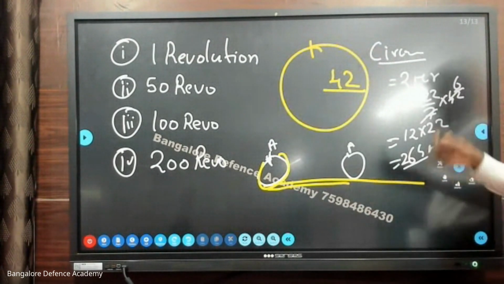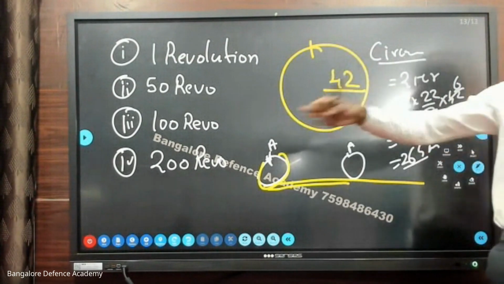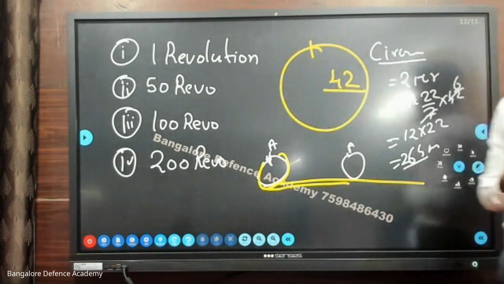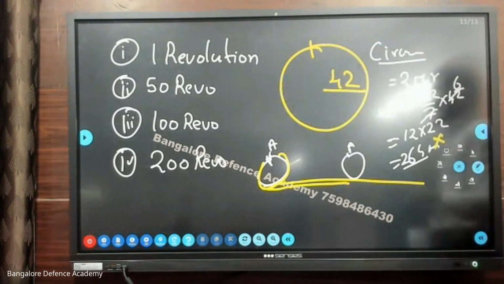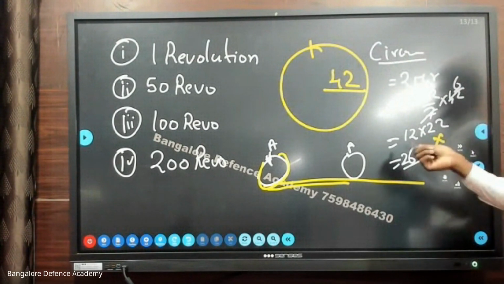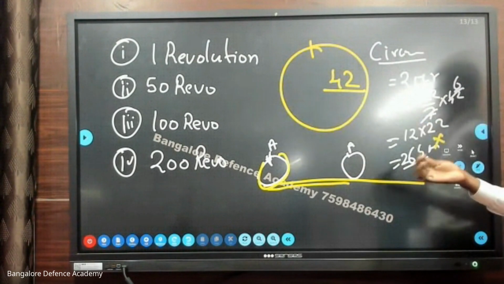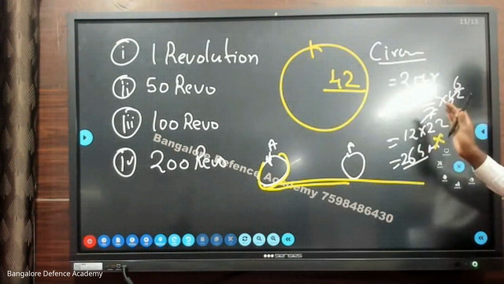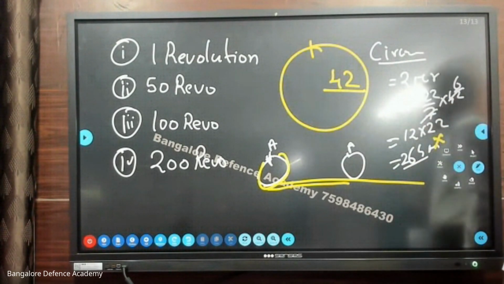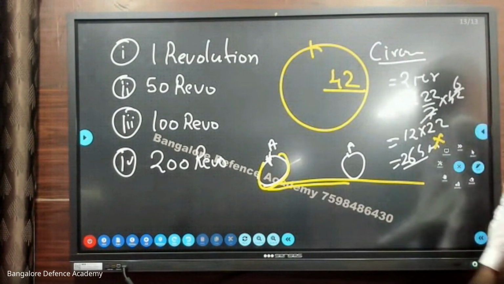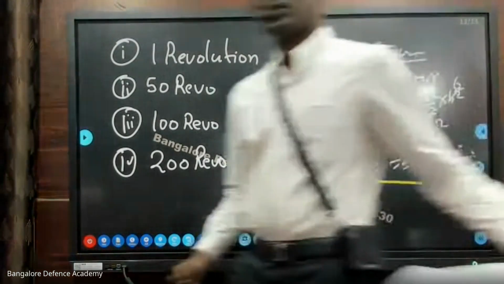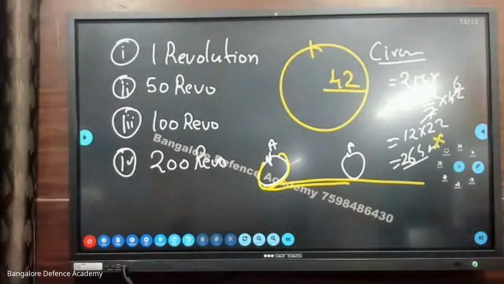So if one revolution is 264, 50 revolutions means this into 50. 100 means? Into 100. 200 into 200. 1000? Easy. Do you all understand? Yeah. Do you want me to give the solutions or are you going to do it? Fine. Now, next, who will tell me the formula for speed?